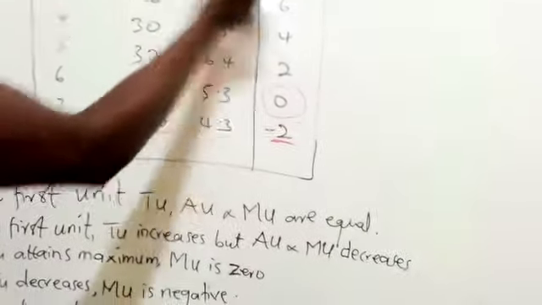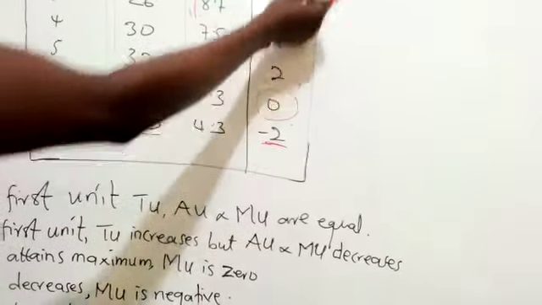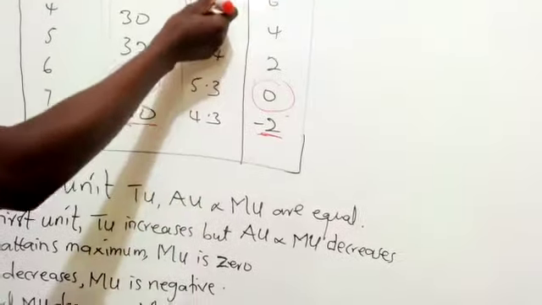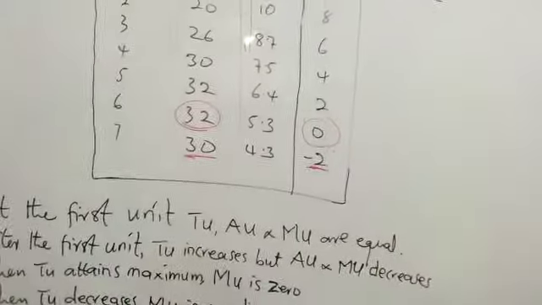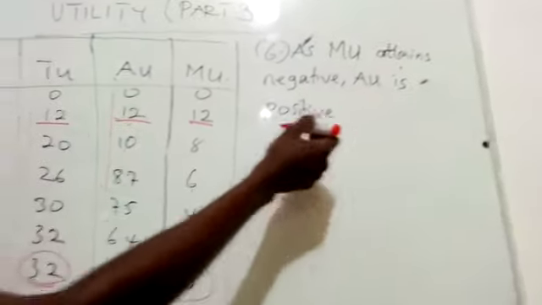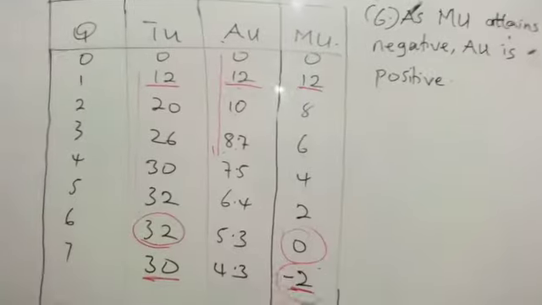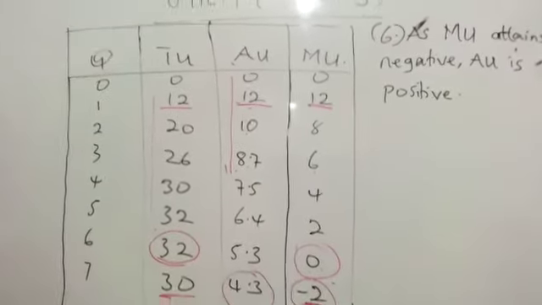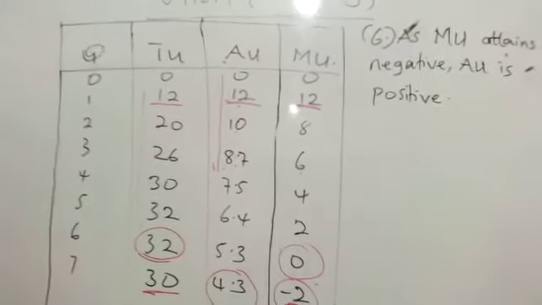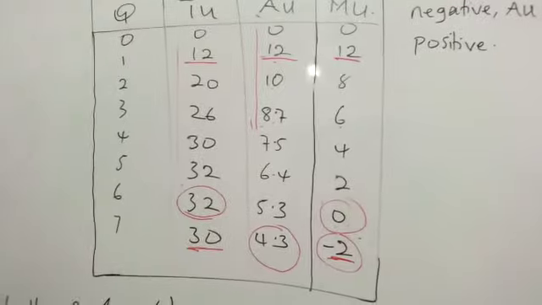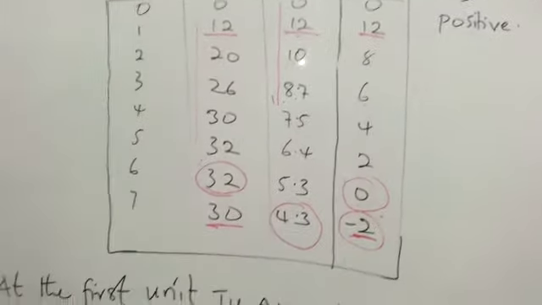Then the fifth point, as AU and MU decrease, MU decreases faster than AU. Now look at the values. They start from 12. This is 10. When this one decreases to 8, this one is 10. When MU decreases to 6, this one is 8.7. So you see that at each level, the marginal utility is decreasing faster than the average utility. And then the last point here, as MU attains negative, AU is what? Positive. So marginal utility attains negative here, but average utility is still positive. Is that okay? The average utility never attains a negative value. It's always positive. It is only marginal utility that can attain a negative value. Is that clear?